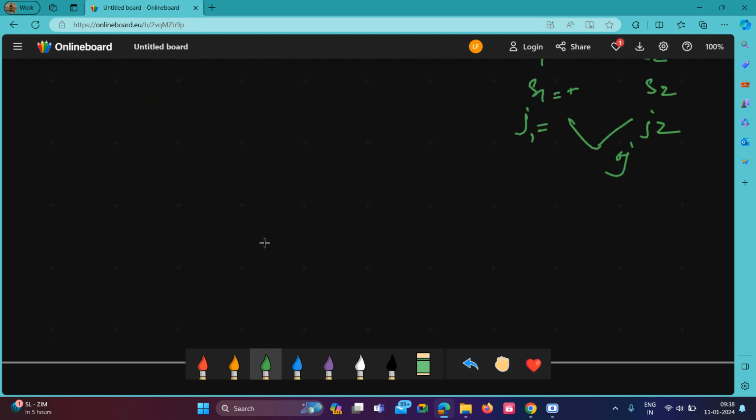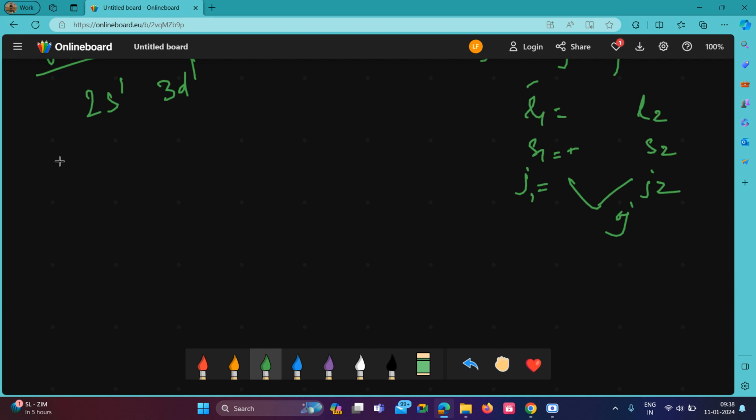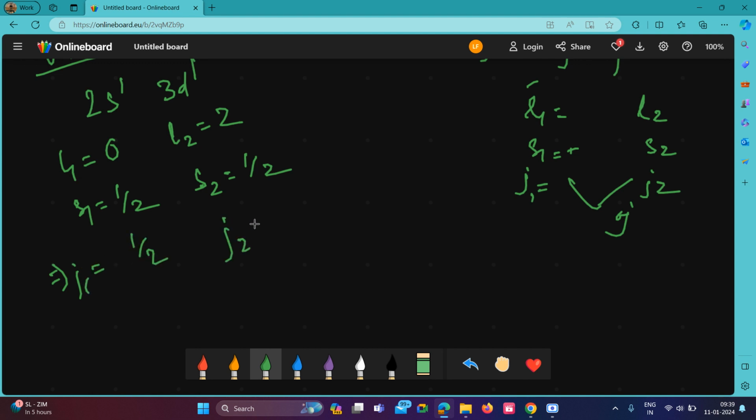So this is 2s1, 3d1. So L1 is how much? For S, L1 is 0. S1 is half because it's electron spin half. L2 is for D, it's 2. And S2 is how much? Half. So J1 is how much? Half. J2 is how much? See, this is 3 by 2 and 5 by 2, because J is L minus S to L plus S.